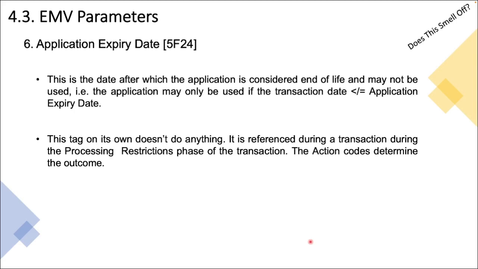Similar to application effective date, application expiry date on its own doesn't do anything. We're just establishing what is the use by date, what is the last date this card may be used, right? However, during a transaction, this tag on its own won't affect the behavior of the transaction. All it does is that during the processing restrictions phase of a transaction, this expiry date will be referenced, and action code set up on the card, which we will discuss later on, will then make a ruling, based on how you've configured it, as to whether we should decline the transaction immediately or send it online or allow it to approve. Okay.